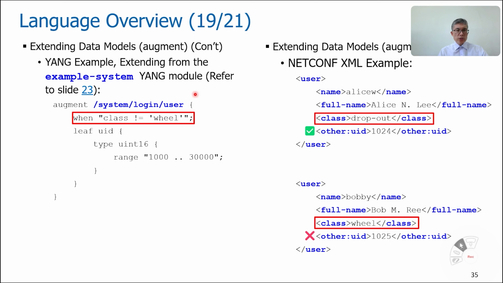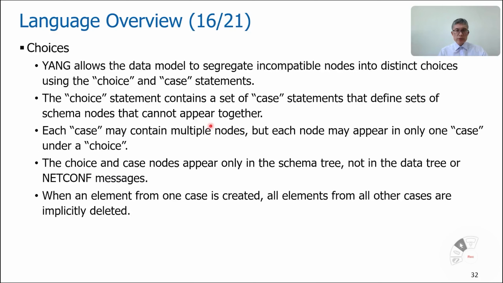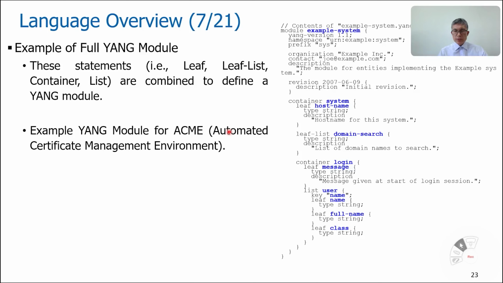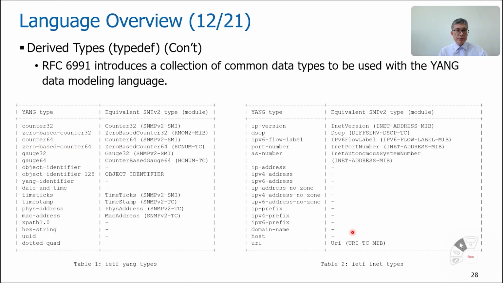So this one refers to slide 23. Here is the example: system. The top container is system, and then the next container is login, and then the leaf class, right? System slash login slash class. This is the specified variable here.